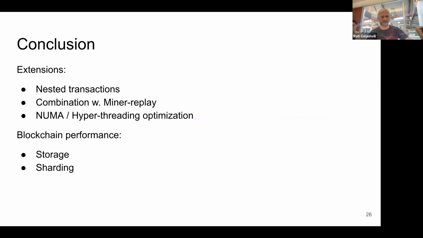There are some interesting technical extensions: nested transactions, combining with minor replay, and generalizing to non-uniform memory access, like multiple-socket machines. We also didn't optimize for hyper-threading. This is number one, to not impose big constraints on validator nodes to be humongous machines. But also, these are usually orthogonal optimizations that one can apply to the algorithm.